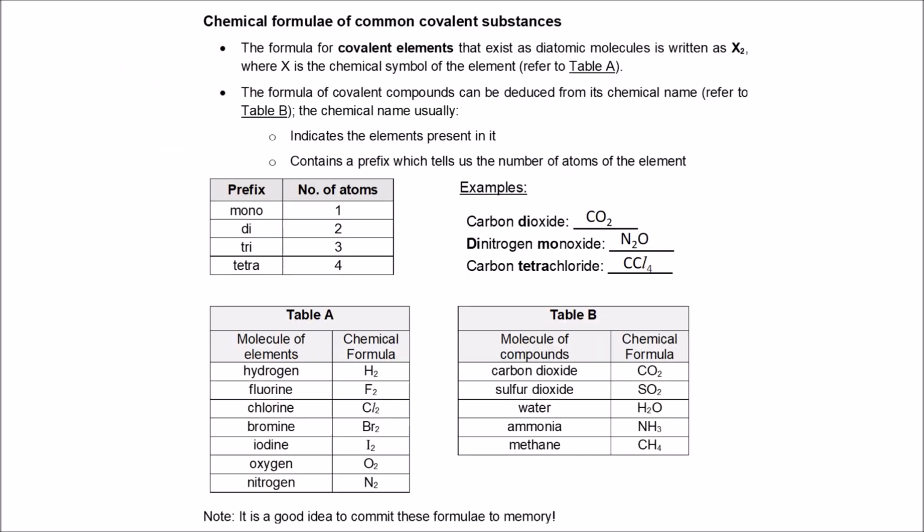This is how we name our covalent compounds. Most elements exist as diatomic molecules, so you will see that in table A, like hydrogen is H2, F2 and so on. Whereas for other covalent compounds, they will have prefixes such as mono, di, tri and tetra. You can see these examples and you can see that for some of them like water, ammonia and methane, we do not use this naming convention, but rather we have common names for them. That is why you should memorize the formula for these 3 compounds.